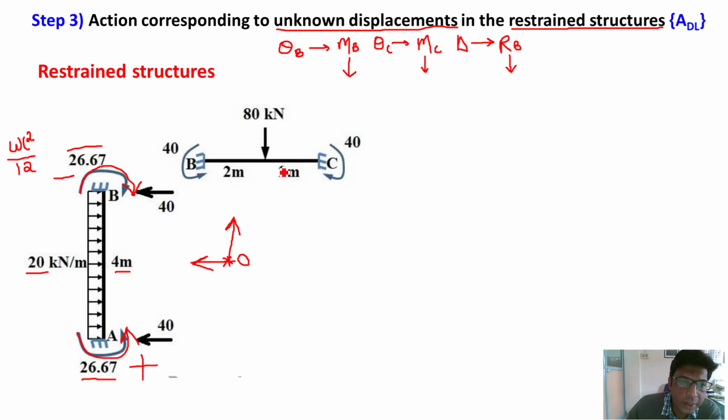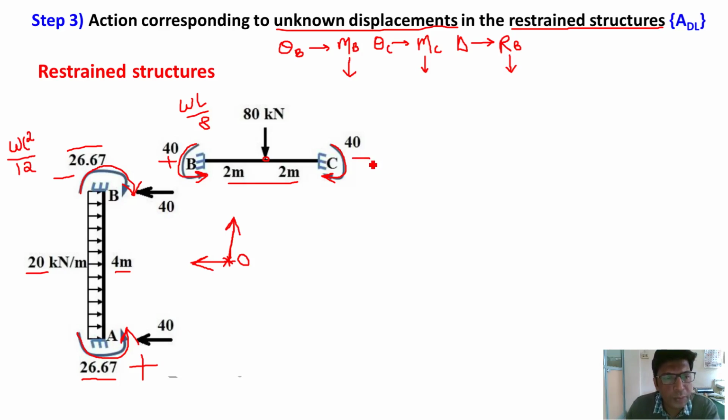Similarly, the beam is subjected to central point load. So fixed moments are WL by 8. W is equal to 80, L is equal to 4, divided by 8. Since we are observing the beam from this direction, left end is B, right end is C. So anti-clockwise moment at B and clockwise moment at C. Magnitude of moment is 40. It is plus at B and minus at C.